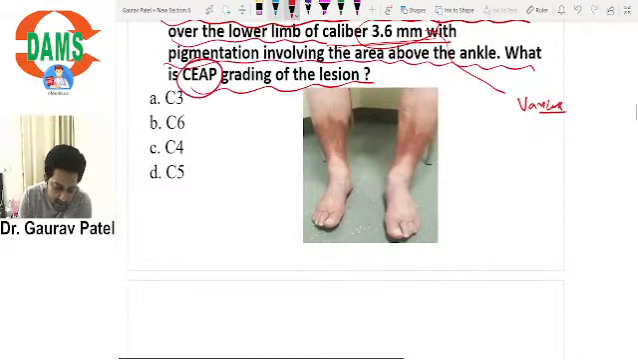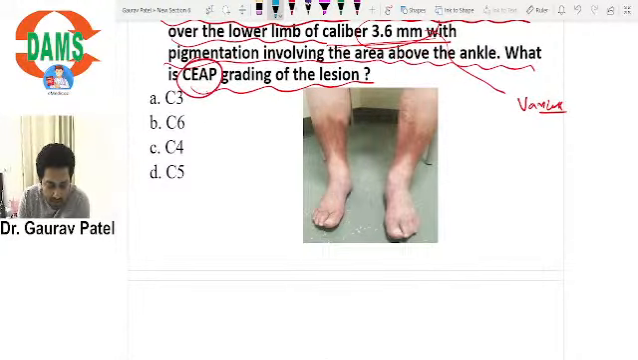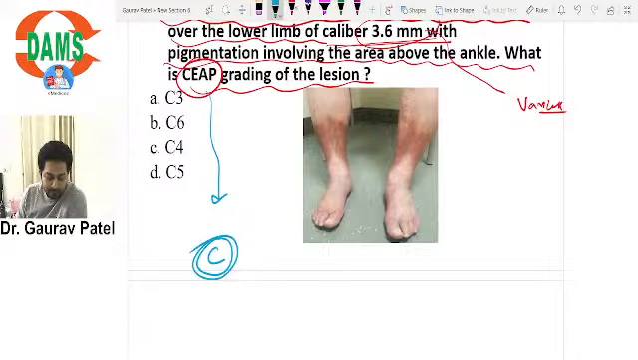In the CEAP, that is clinical, etiological, anatomical and pathophysiological, they are asking about the C part. So what should be the answer here? Okay, C4 is correct. Yes, to be more specific, Kartika. Okay, C. What is 4? What is C4A?